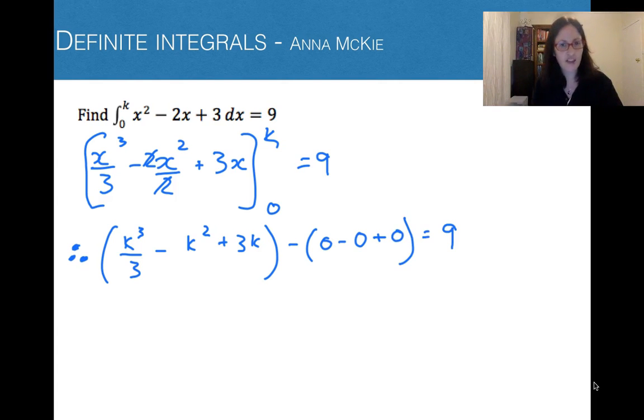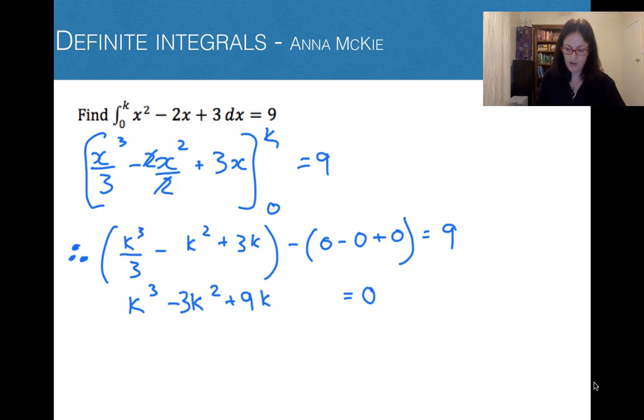So we have to solve for k here. So I'm going to tidy this up a little. I'm going to multiply everything through by 3, and I'm going to bring that 9 over to the other side of the equals. So I've got k cubed, take k squared, but multiply that by 3, plus 9k, that'll be equal to 0. 9 times 3 is 27, and it will be subtract 27.